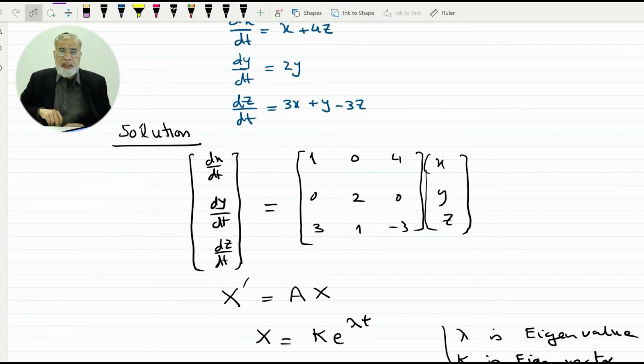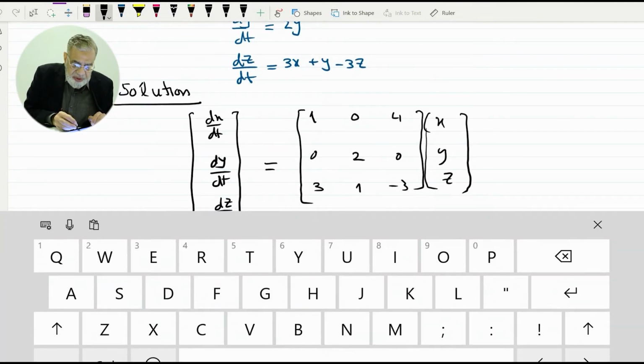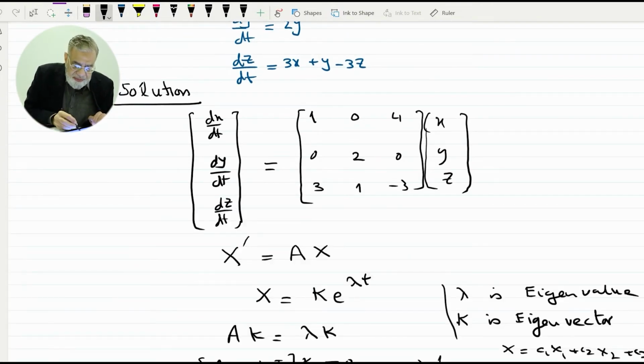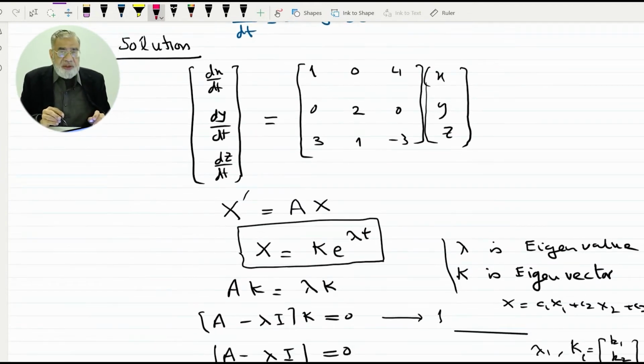Now to apply my method, the eigenvalue eigenvector method, I take the solution x is equal to k times e to the power lambda t, where lambda is the eigenvalue, k is an eigenvector, and A is an operator. So here I am interested in finding the eigenvalues and the eigenvector of this system. I substitute this in my equation x dash is equal to Ax, and simplify. I get here Ak is equal to lambda k.